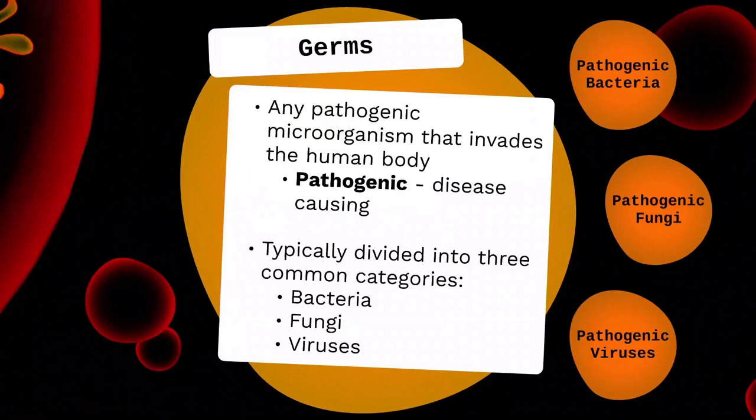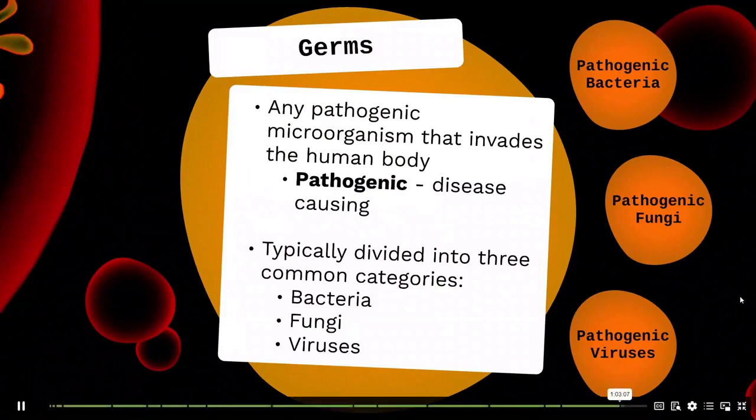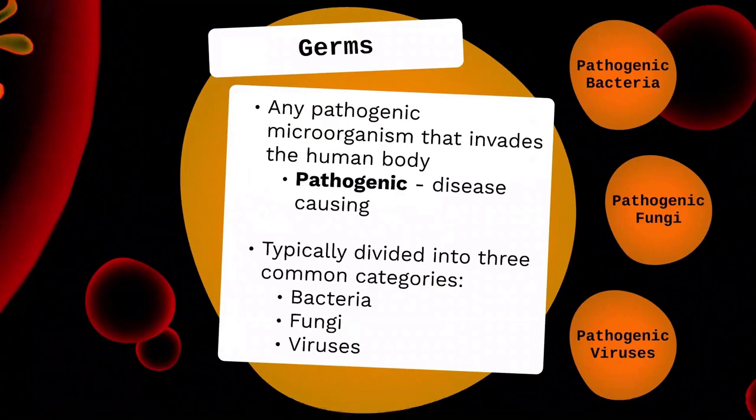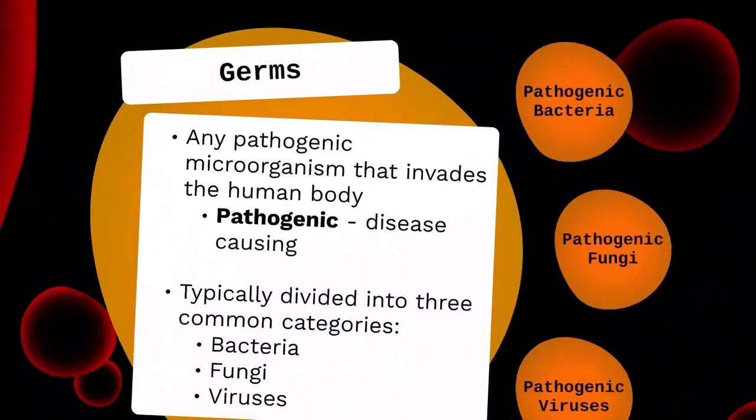We are almost done. We're going to end by talking about germs. Germs are any pathogenic microorganism that invades the human body. Pathogenic simply means disease-causing. They're typically divided into 3 common categories: bacteria, fungi, and viruses.